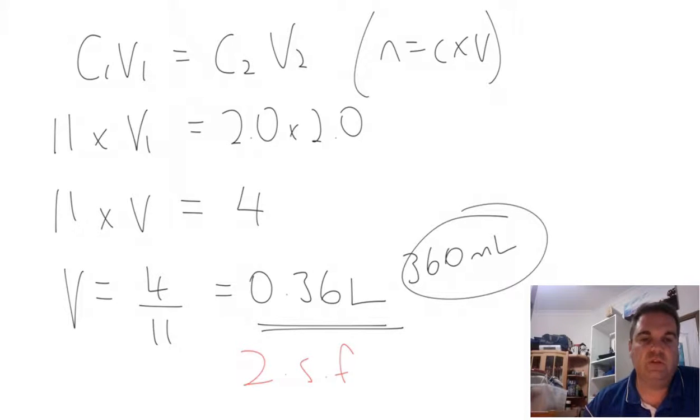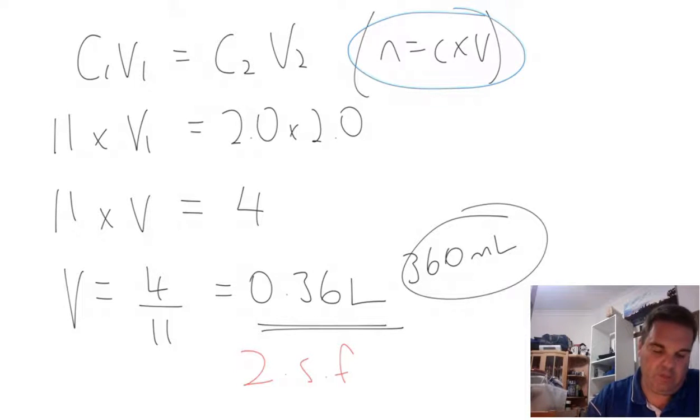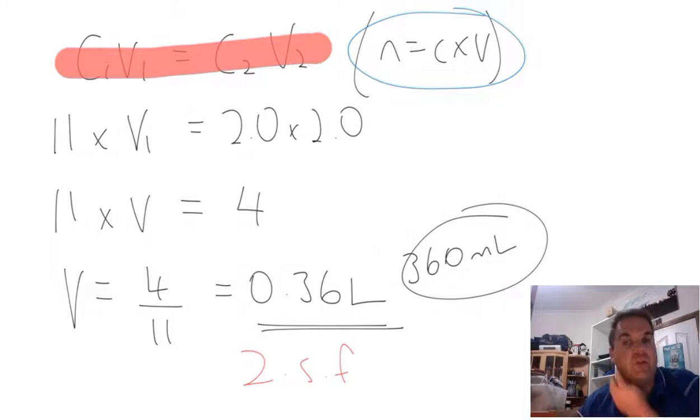So that's a concentration conversion calculation. Keep in mind that we use the fact that the number of moles stays the same, so we use this equation over here, C1V1 equals C2V2. And that's an easy, quick way you can do your concentration calculation changes.